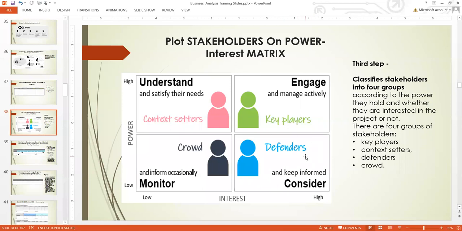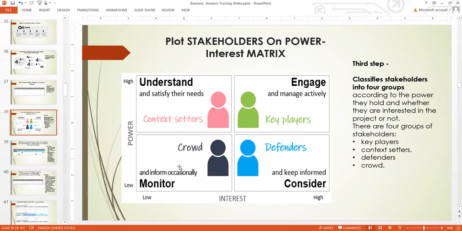So after plotting them, you know what each box means. This particular box under high power, low interest says that you should understand whoever belongs to this box, and when you understand whoever belongs to this box, satisfy their need. You must follow these particular directives. So this particular box says that when you see anybody in this box, engage them and manage them actively. So whoever finally comes to this box, you follow these directives.